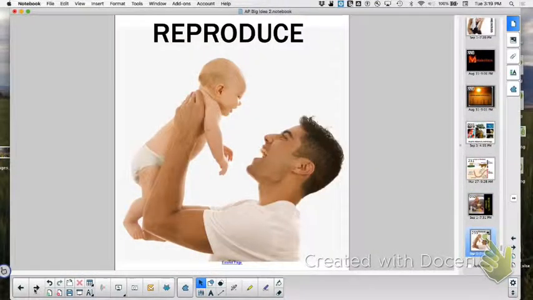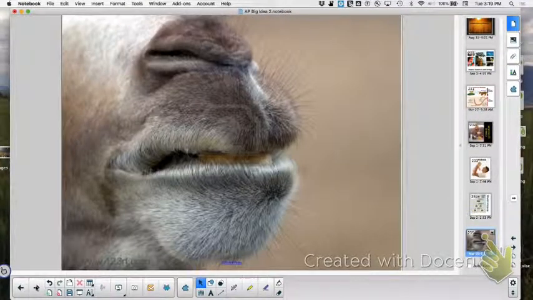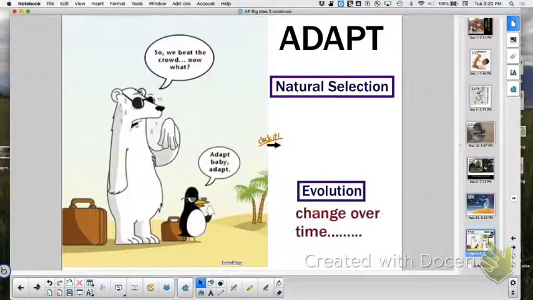Responding to stimuli, reproduce. Binary fission. That's what your bacteria are doing right now. Do you know why I have this here? Countercurrent exchange in his nose to recover moisture in his blood supply. That's responding to your environment. You grow, develop, sperm, egg, making new.